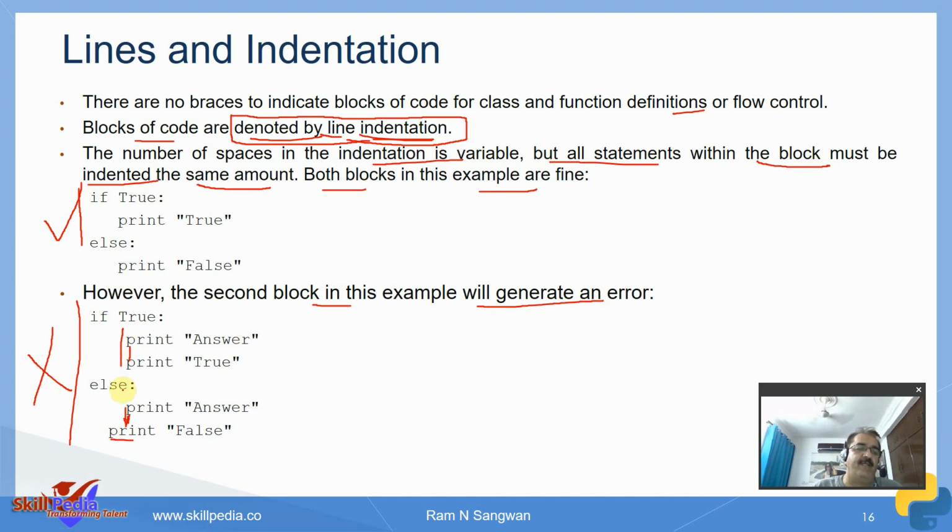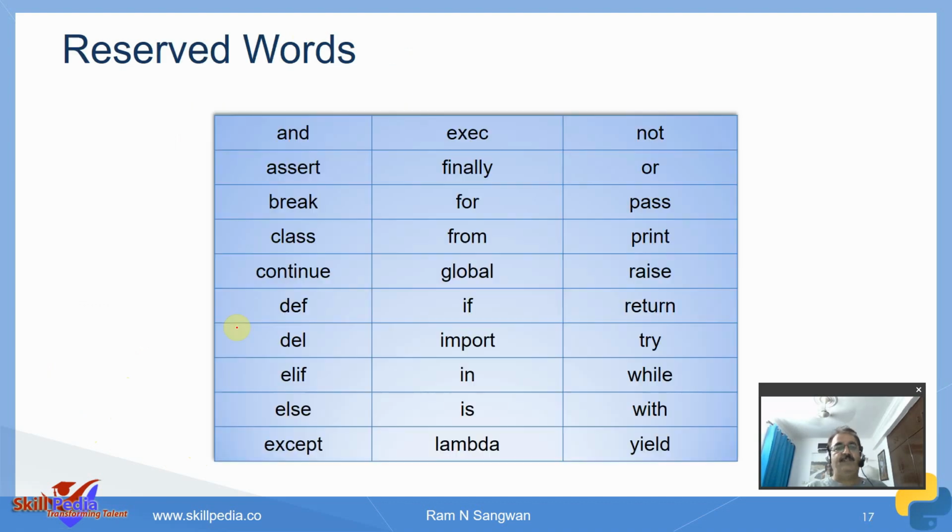So this print is okay, this print is okay, but this is going inside. So this is not a part of the block. This will generate an error. That's the important point about indentation. So you must indent Python programs at the same level within the same block.